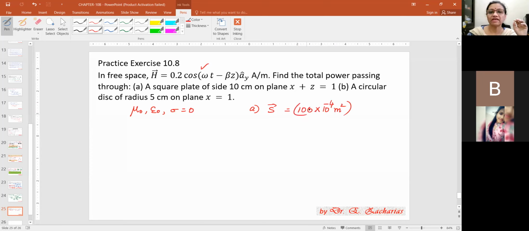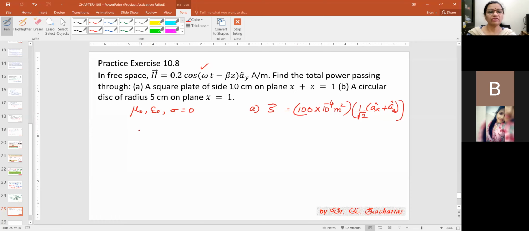And what is going to be the direction? The direction is defined by x plus z equal to 1. X plus z equal to 1 is the plane. So how do I write my unit vector? The unit vector now will be written as 1 by root 2, then a_x cap plus a_z cap. Okay, so this is going to be my S vector.